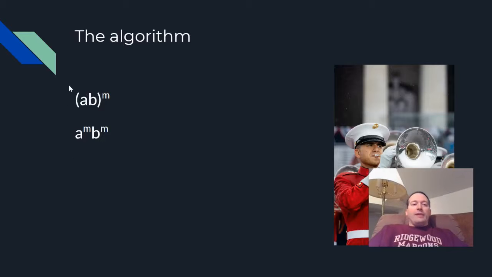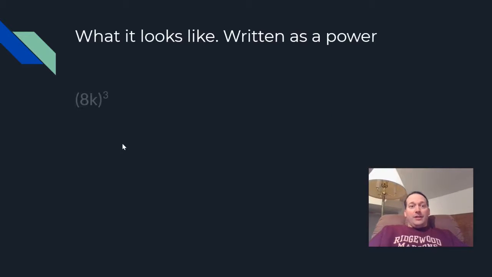Okay. So the algorithm is if you have an expression inside the parentheses being raised to a power, it becomes whatever that first term is raised to that exponent power. And then the second part raised to that power. And that'll make sense in a second. Right now, we're going to do these two different ways. We're first going to write it as a power, and then we're going to look at what it would look like if it was simplified.